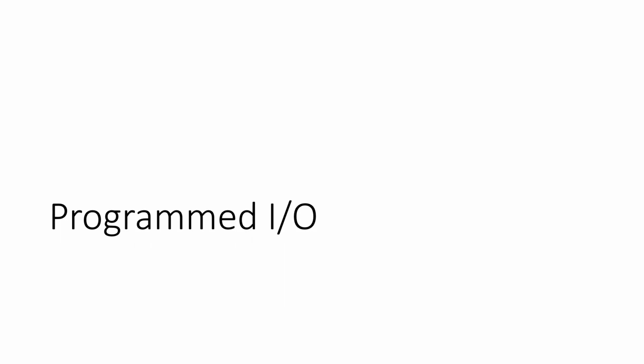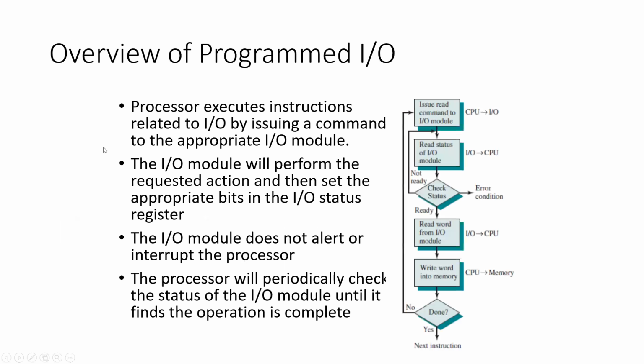Okay, so we're back with part 2 of chapter 7, the input and output, and here we're going to talk about techniques for dealing with input and output. The first of these is programmed I/O, and this is the oldest and probably the most straightforward of the three techniques. So let's take a look at it here.